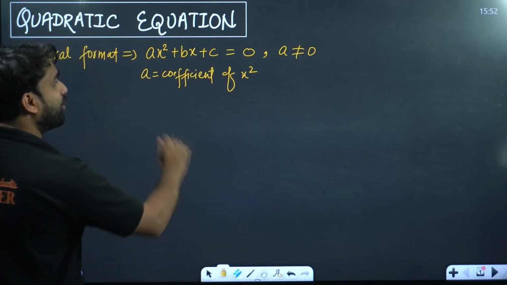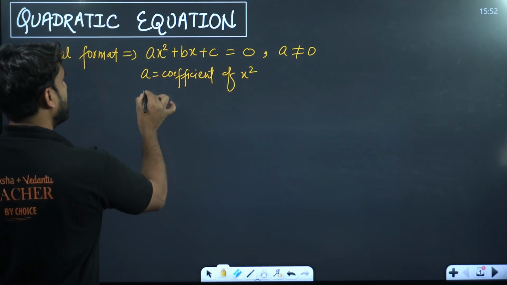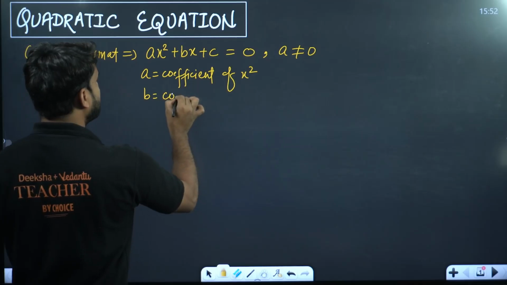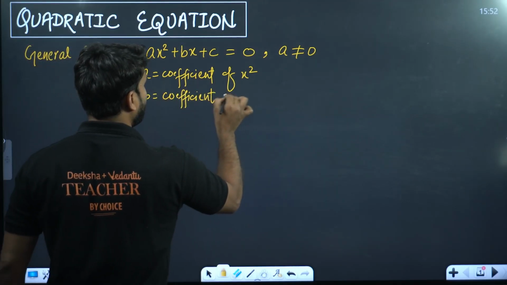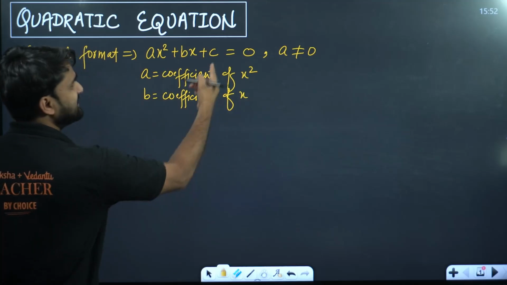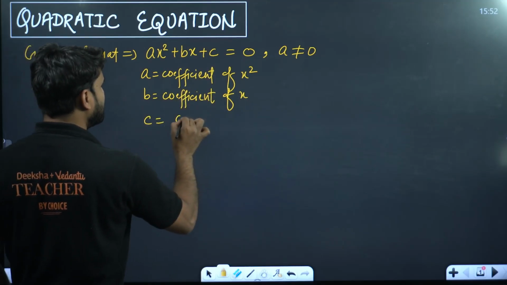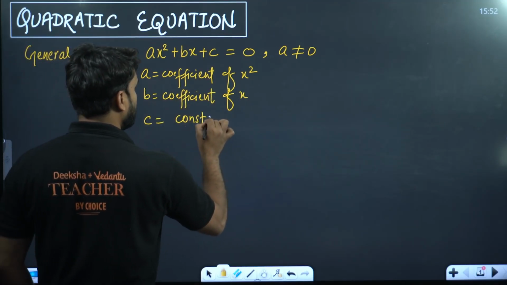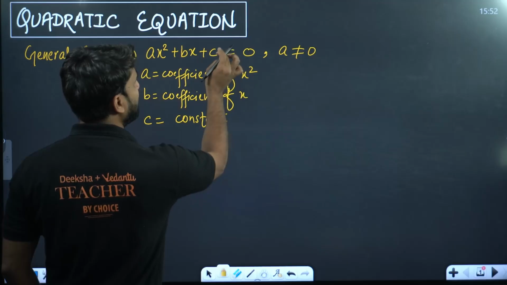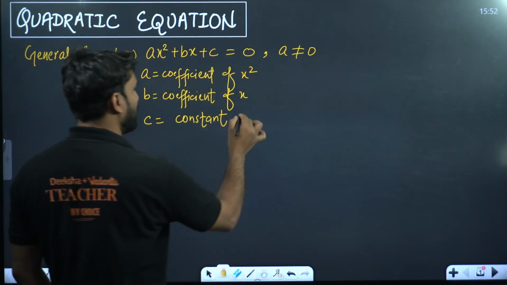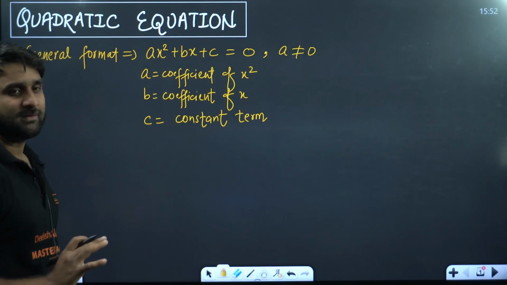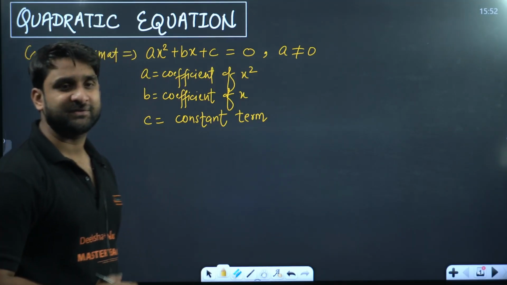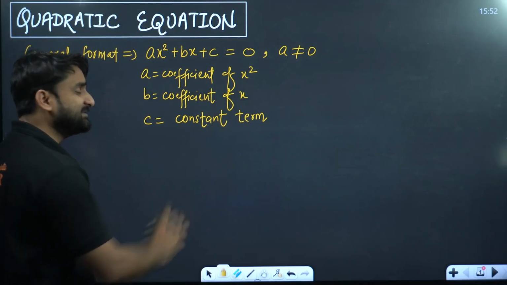Okay, so coefficient of x square is a, b is what, my dear? B is coefficient of x, right? And c here is constant term. There is no any variable, c is alone, so this is purely constant term. So a, b, c, I hope clear. A is the coefficient of x square, b is coefficient of x, and c is purely constant.